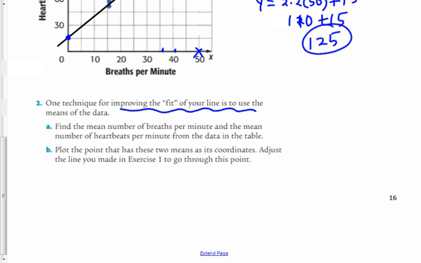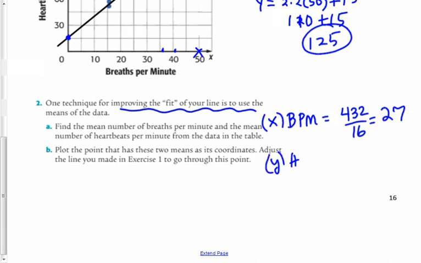So when I add up all the breaths per minute, I get 432 divided by 16 is 27. When I add up all the heartbeats per minute, so this is my x, and this is my y, I get 1,318 divided by 16 equals 82.375. Let's just round that to 82. So about 82. All right, that's my mean x and mean y.